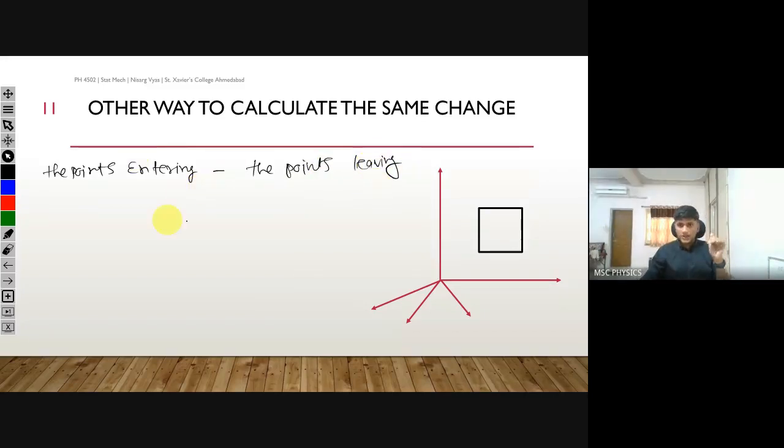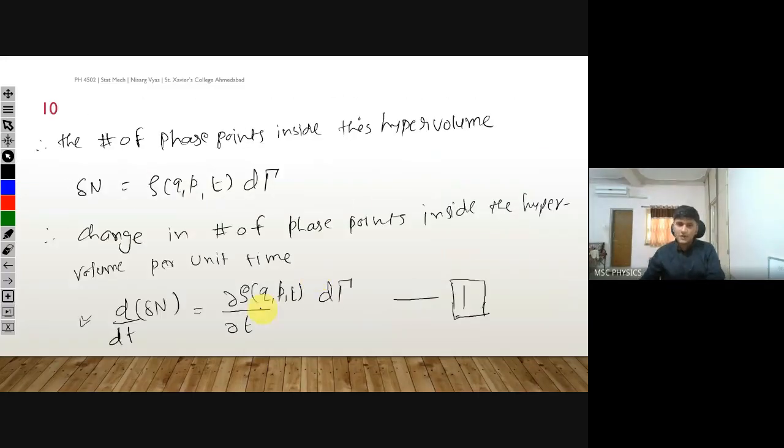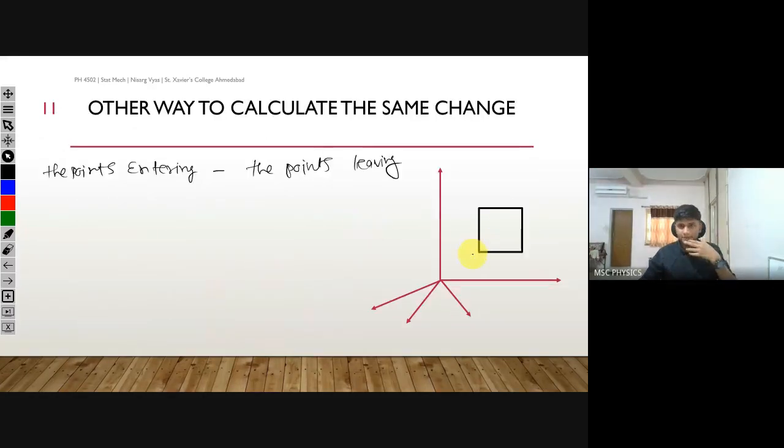This is another way to calculate the same change, and what we will do is calculate the change by these means, and then equate it with this, and from this we will find del rho by del t. That's what we want to find. Okay, so the number of points entering minus the number of points leaving. So I just try to make a small hyperspace here. Let's talk about some example of this whole process here.